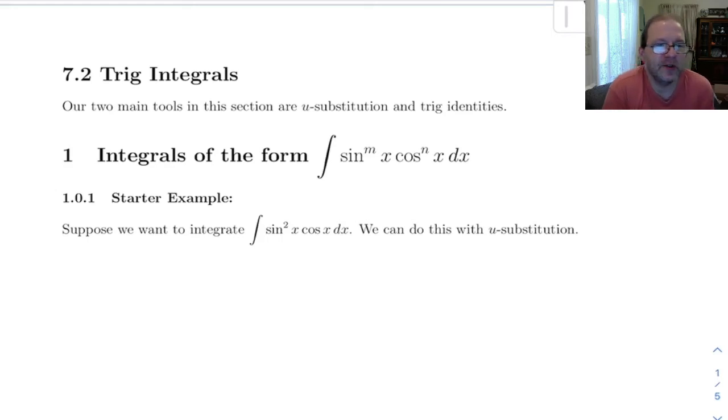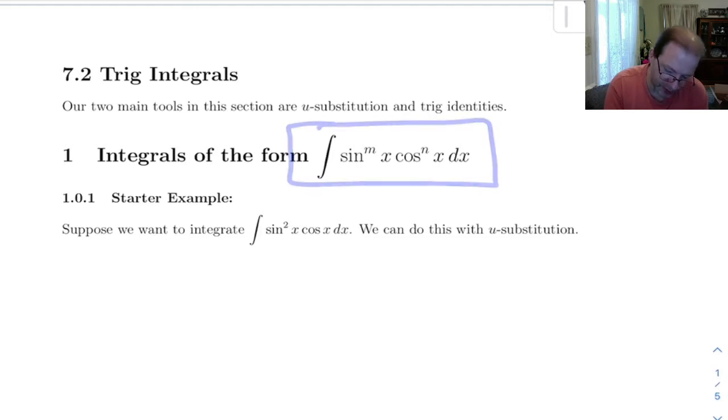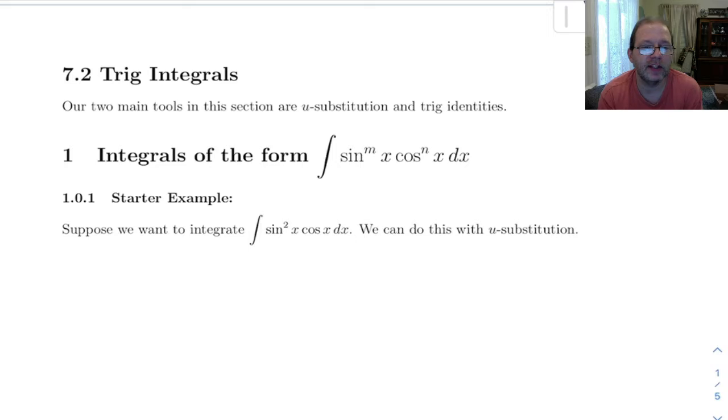All right, 7.2 is on trig integrals. The two main tools that we're going to use in this section are u substitution and trig identities. So the first, and I would say the simplest of these, are integrals of this form where you have sine raised to a power of x times cosine raised to a power of x.